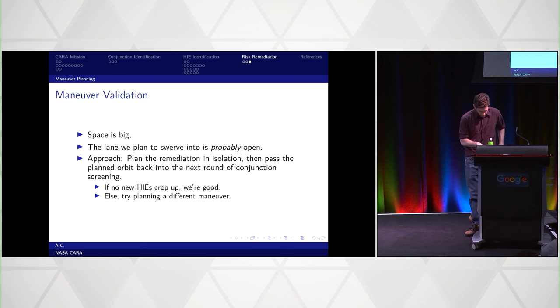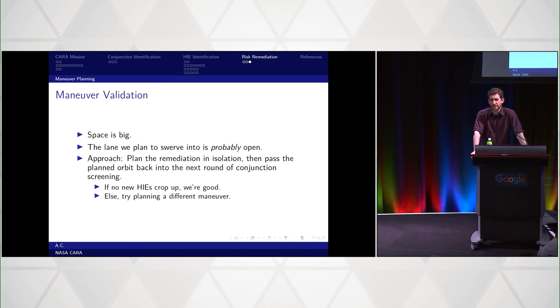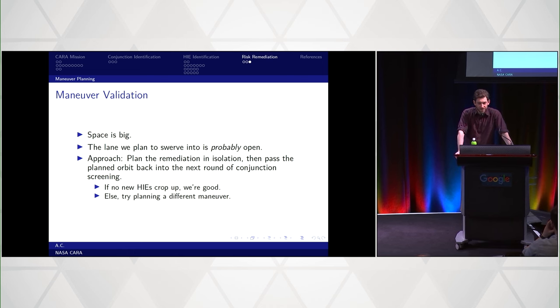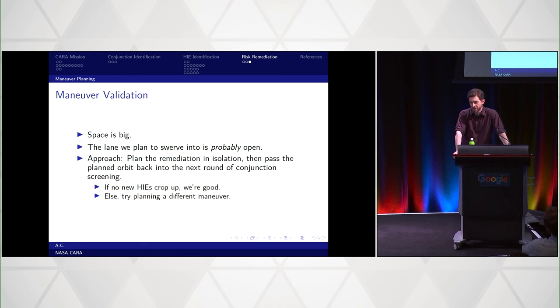And our algorithm for dealing with all that stuff is going to lean really hard, once again, into the observation that space is big. And as a consequence, if I veer out of my lane to dodge a pothole, whatever lane I veer into, it's probably open. It's not so probably open that I'm just gonna do it. But it does suggest the following iterative approach to finding an acceptable remediation.